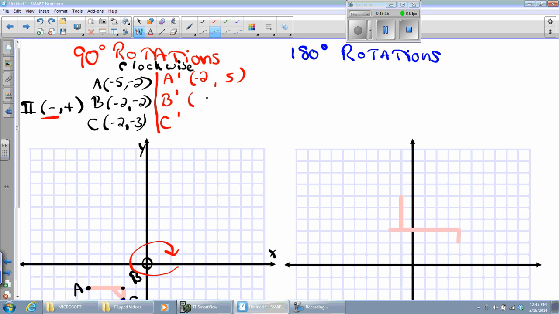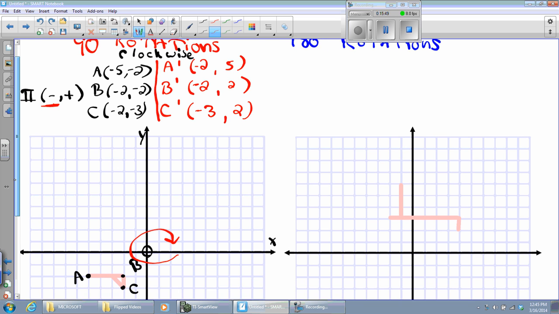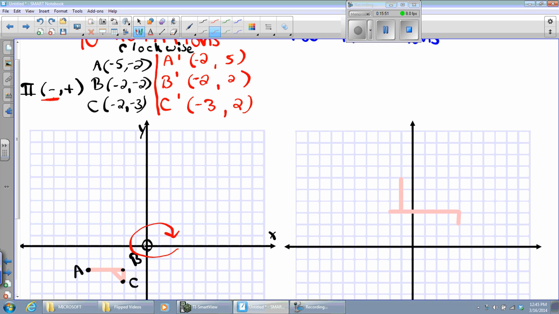For B, I switch X and Y, and I know X is negative. Why? Because I'm in quadrant 2. C is switch X and Y, and I know the X coordinate is negative. So now I can just graph those 3 points. So negative 3, 1, 2, 3, 1, 2. So there's C prime.